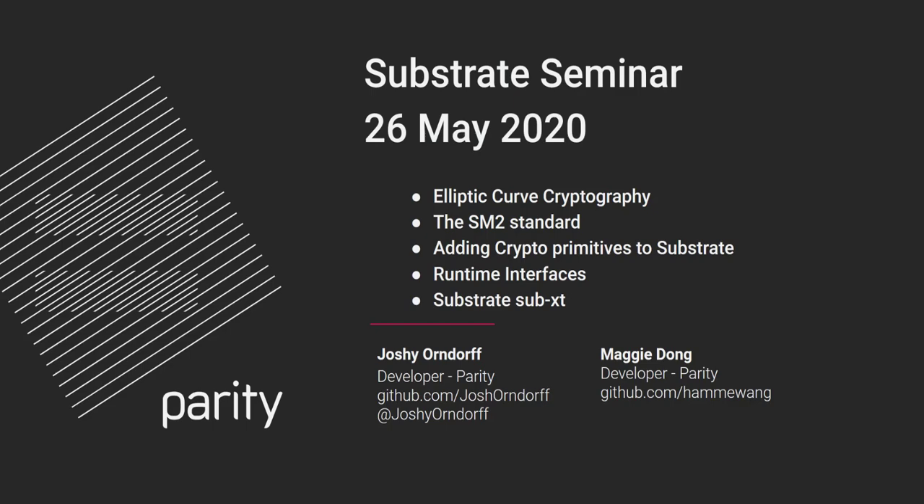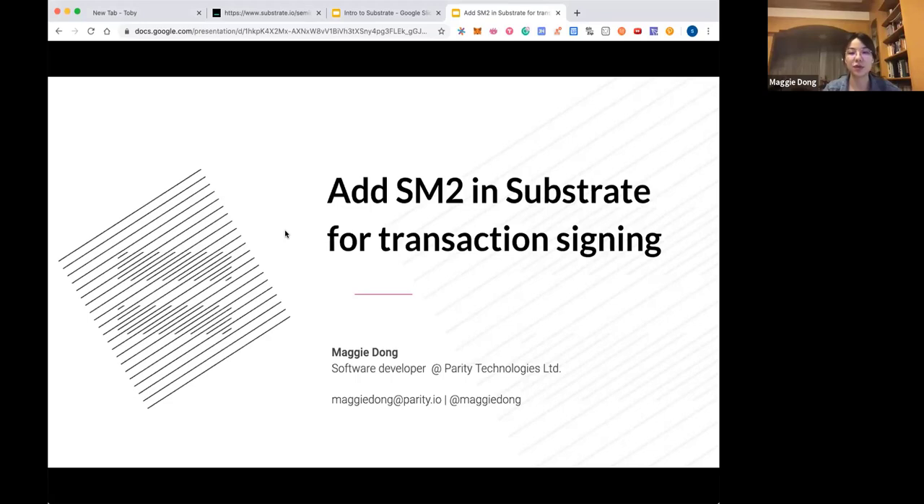Okay, so my topic today is adding SM2 in Substrate for transaction signing. And SM2 is just a kind of elliptic curve. And before I start, I'm going to give a little introduction about myself.